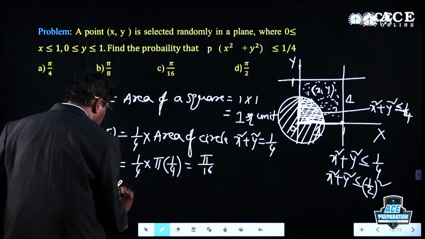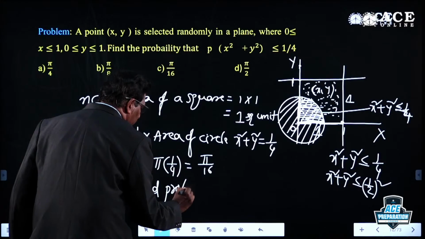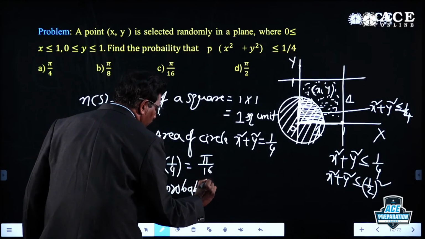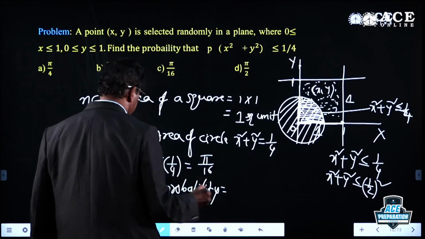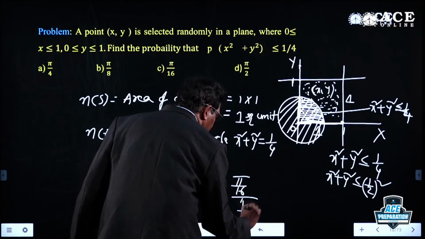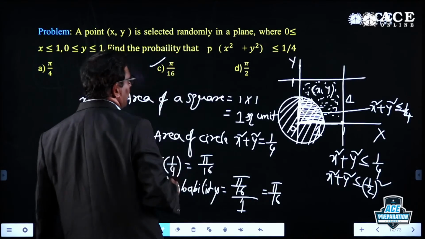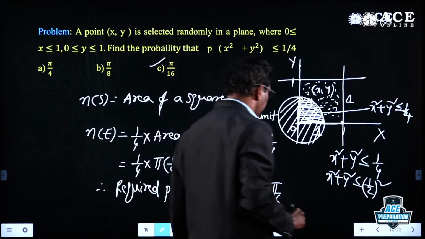Therefore, what is the required probability? The required probability is nothing but pi by 16 by 1, that is pi by 16. Which option is right? Option C is right.